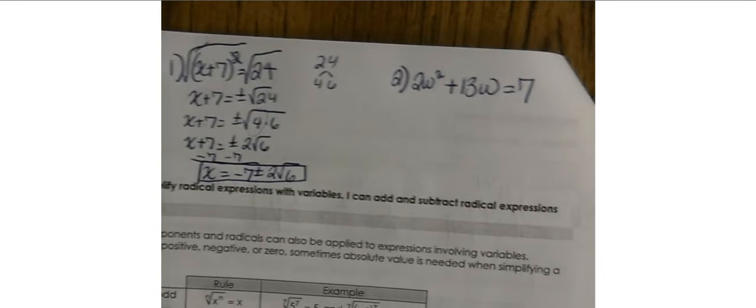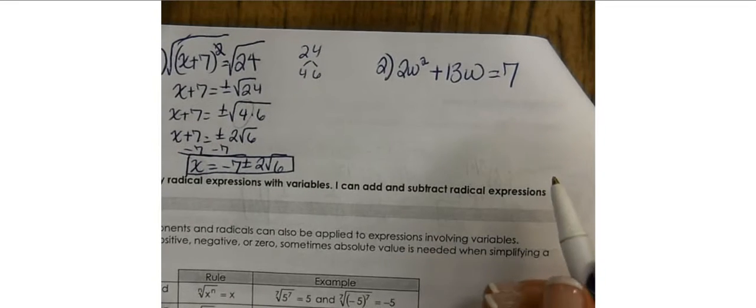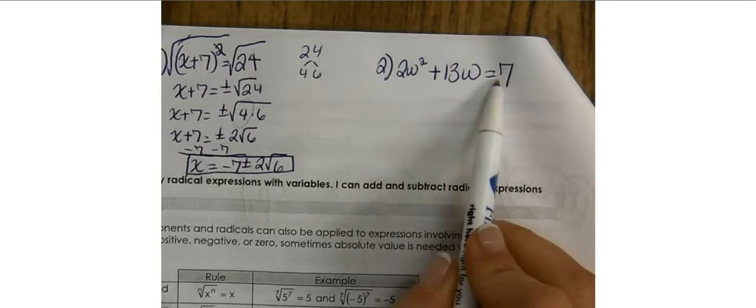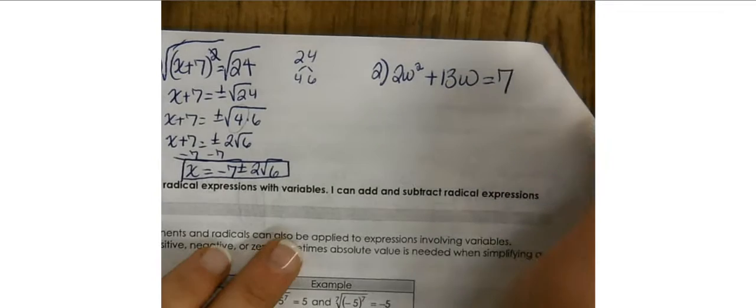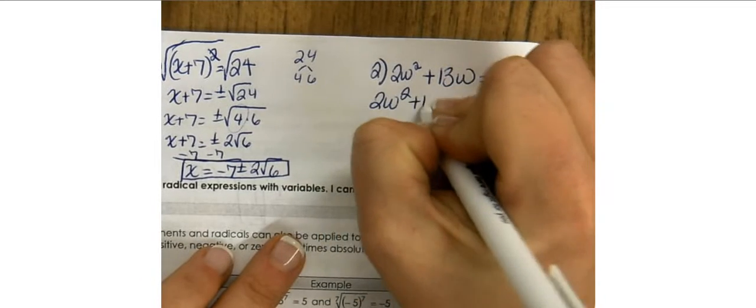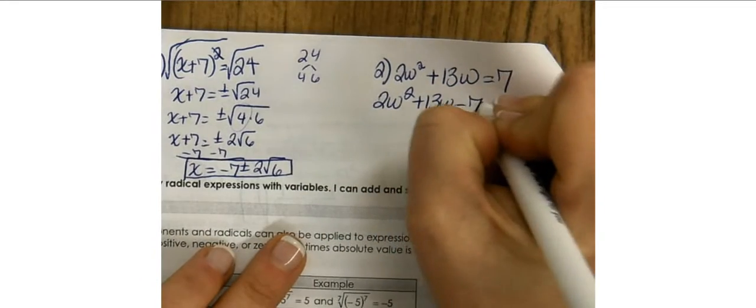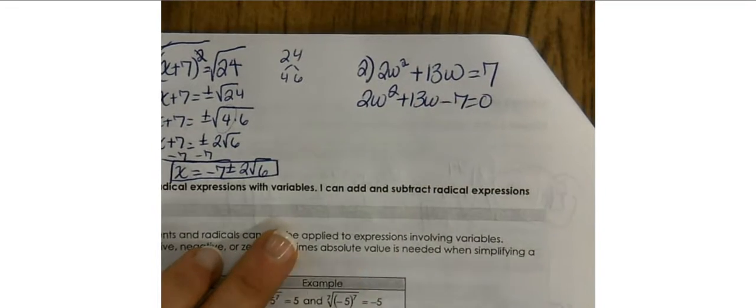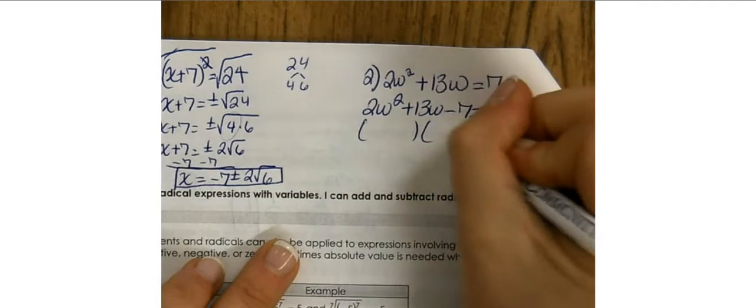For example number 2, this is a different type of quadratic equation. For this type of quadratic equation, I would recommend bringing the 7 over to the other side and making it equal to 0. So we have 2w squared plus 13w minus 7 is equal to 0. Now we have ourselves a trinomial, and let's go ahead and factor that into two parentheses.